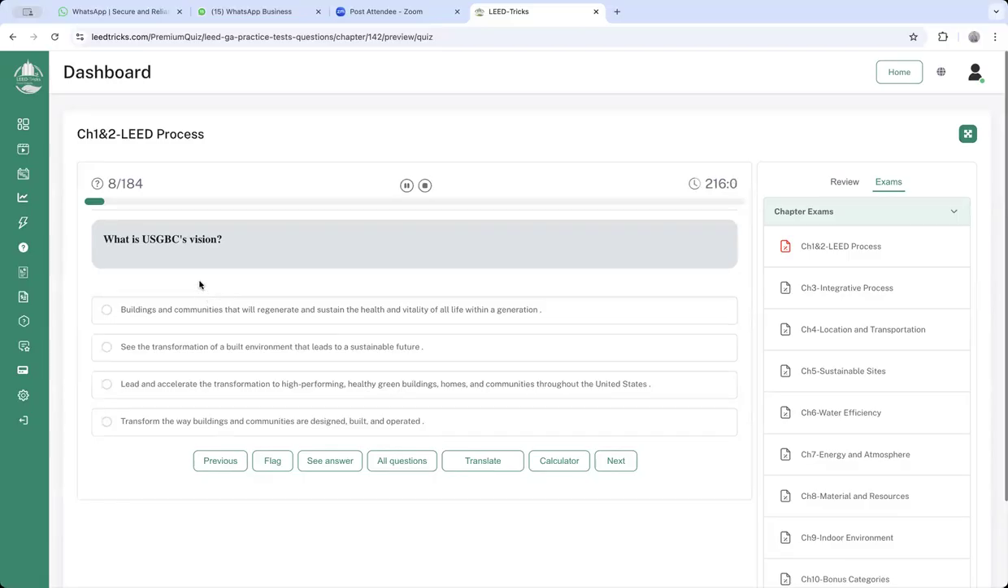What is the USGBC vision? This is a question now, number 8. USGBC vision. He says buildings and communities will regenerate. Okay, one question, guys. Before we answer this, do you remember in the lecture what I told you when we answer the vision? What is the keyword? Write it in the chat box. Vision means, well, regenerate. Remember the English word, we say regenerate. We say regenerative design. Remember the keyword?